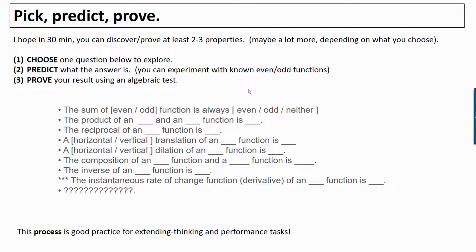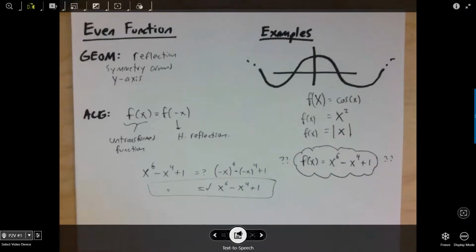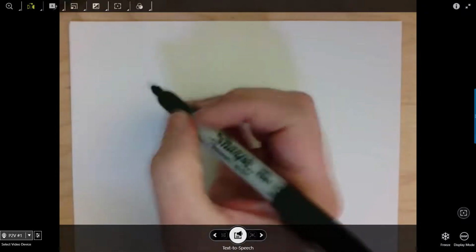So maybe let's just do a quick example. Let's say the sum of two even functions is always, I don't know what. So what's that going to look like? Earlier on, I had this function where I'm combining a couple of functions that I know are even, and the result ended up even. So I'm going to guess that if I add together two even functions, the result is probably even. So if that's my guess, here's one way that you could prove that that was true in general.